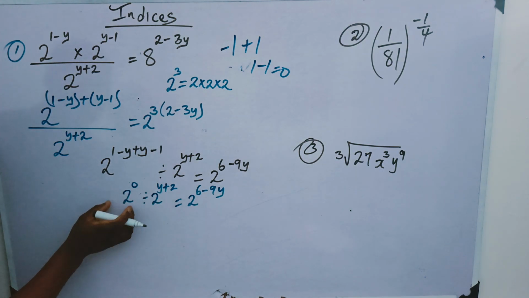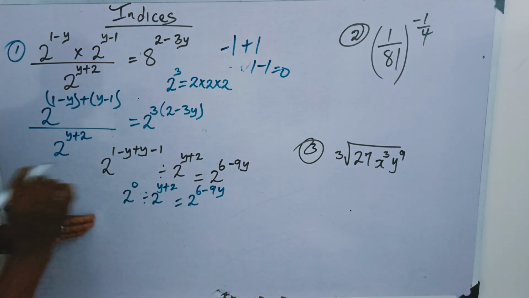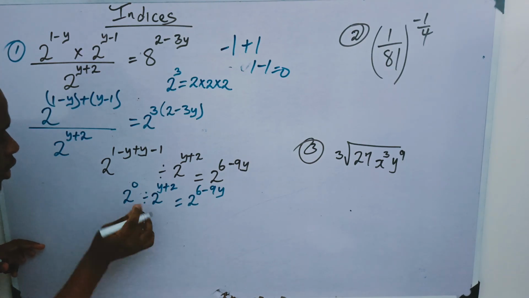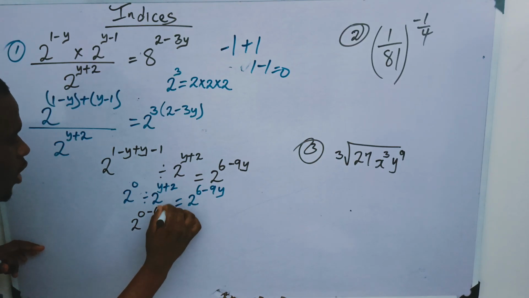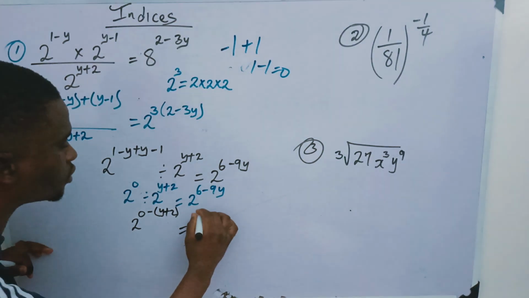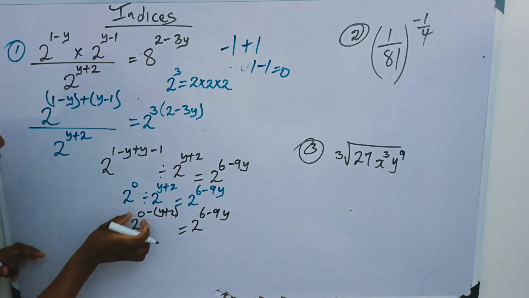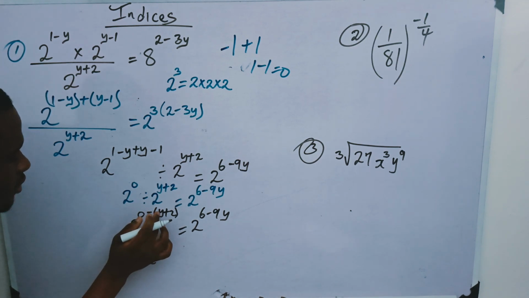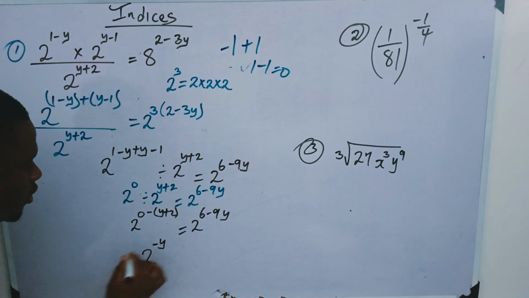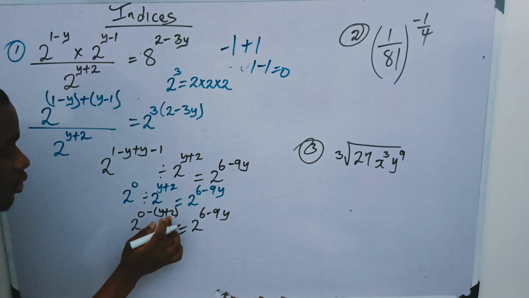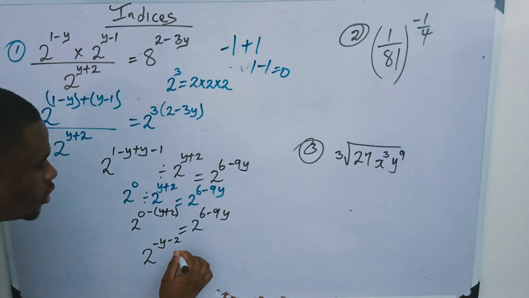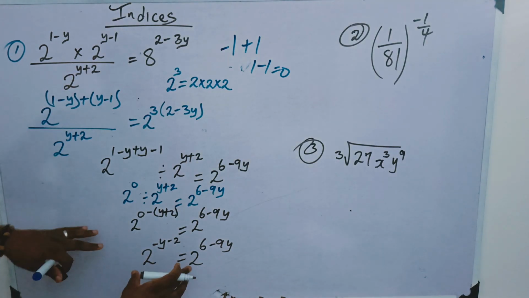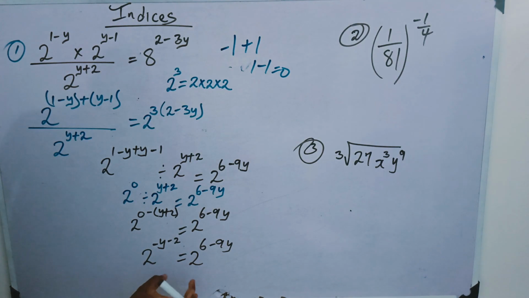So 2 raised to 0 is 1. So I could write 1 here and solve, but I choose to do it this way. Pick one of the two, apply that second law, pick one of the two, then subtract power. So you have 0 minus y plus 2 equals 2 raised to 6 minus 9y. So open up this. This, of course, 0 minus, you have 2 raised to minus times y would give you minus y. Okay, so minus plus will give you minus 2 equals 2 raised to the power of 6 minus 9y.